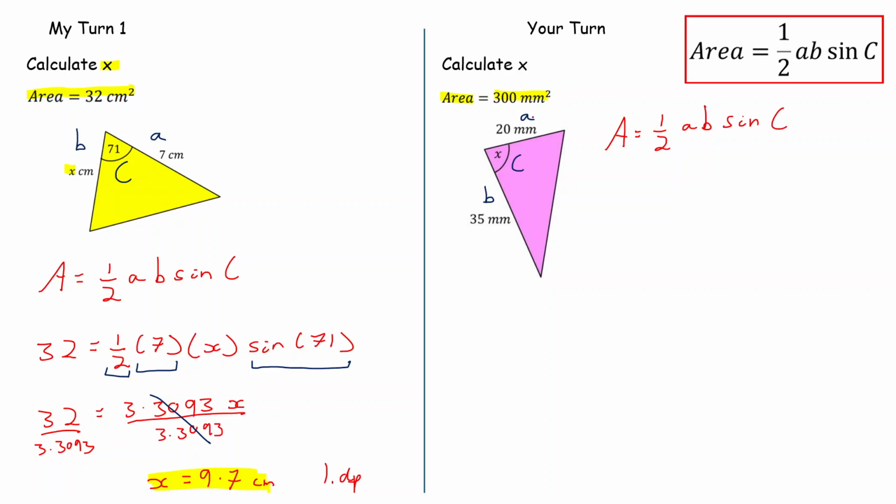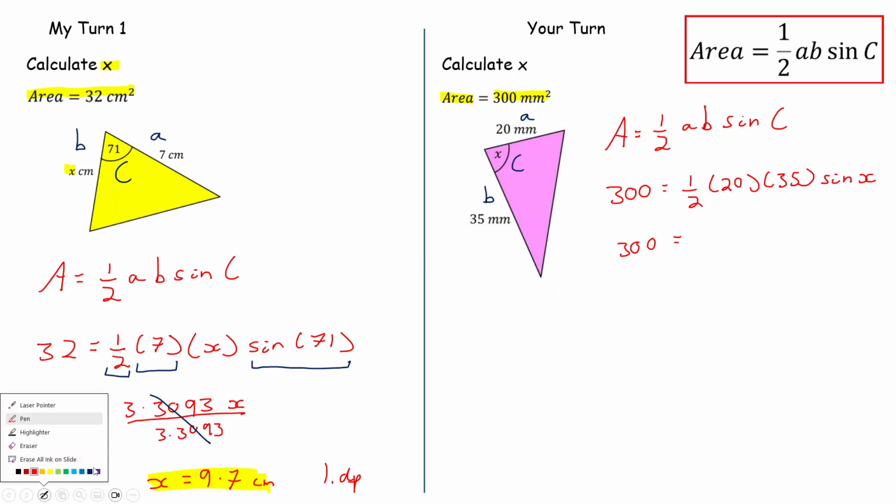So the value of A is equal to 300. So 300 is equal to a half. A is equal to 20. So use brackets, substituting 20 times the value of B, which is 35. And then sine of the angle C. Well, the angle C is x, so I've got a sine of the angle x. Okay, so I've got 300 on my left-hand side of the equals.